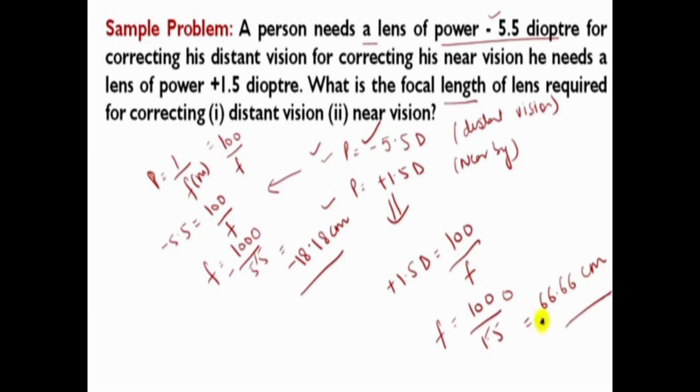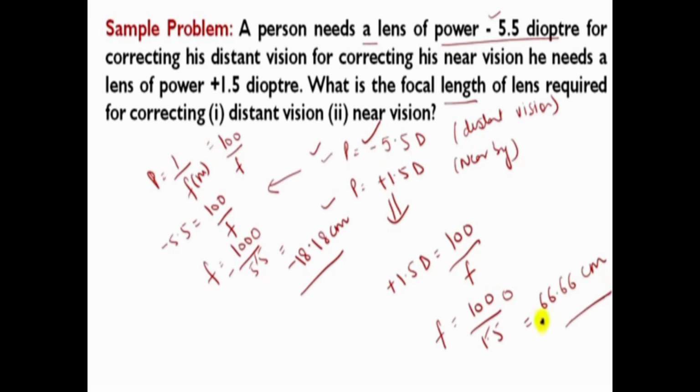Now another question is, a person needs a lens of power minus 5.5 diopter for correcting his distant vision, because obviously it is distant vision, meaning far off objects, that means myopia, right? And for myopia the image is formed in front of the retina, so that's why the power will be minus. For correcting his near vision, he needs a lens of power plus 1.5 diopter. What is the focal length of the lens required for correcting distant vision and near vision?